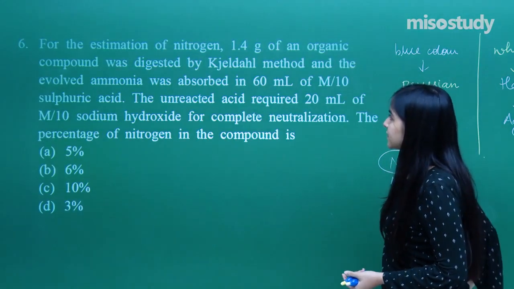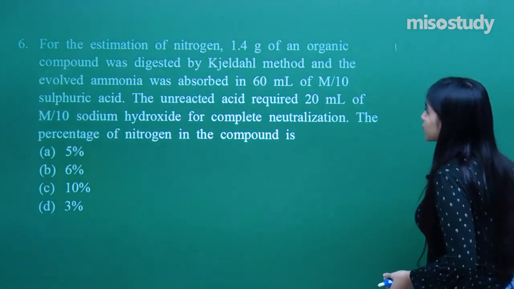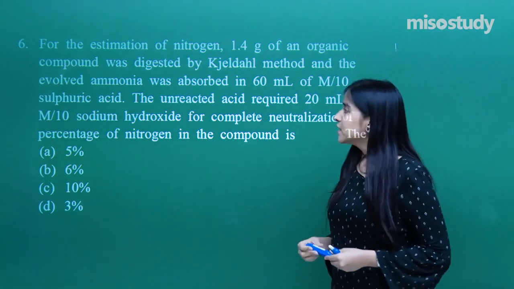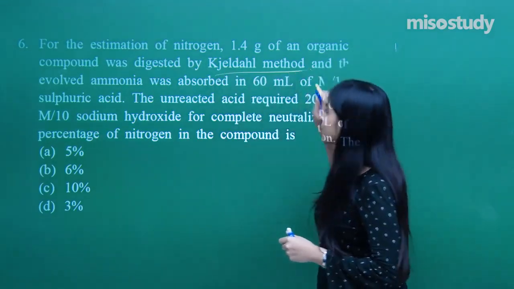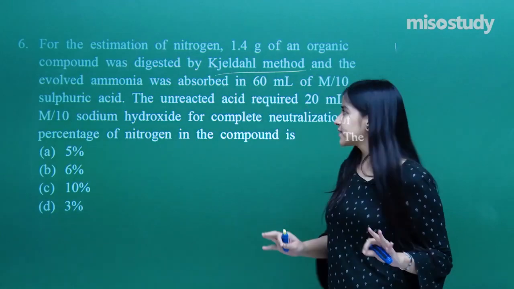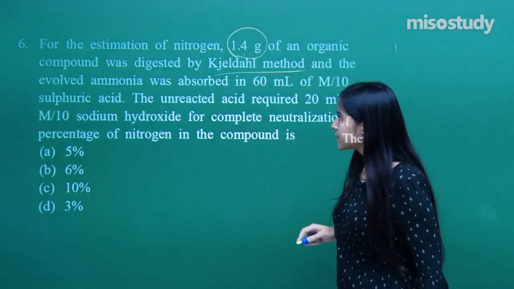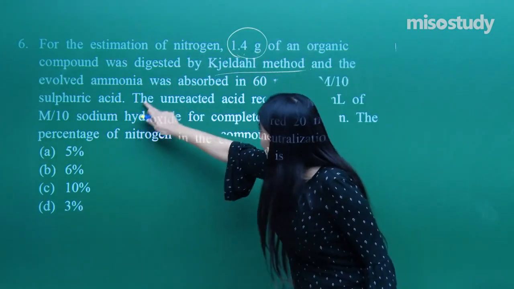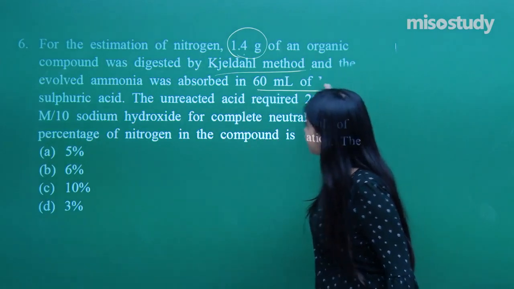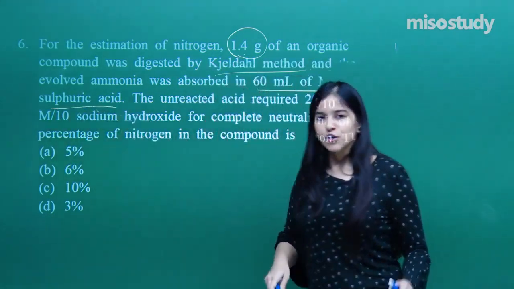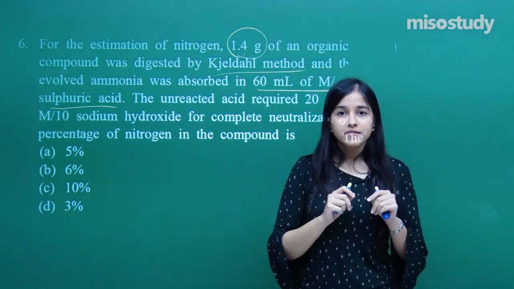Now, let us move on to the sixth question. For the estimation of nitrogen, 1.4 grams. Okay. So, that is the estimation for nitrogen. What kind of a method is given? That is the Kjeldahl method. Quite an important one, as I told you. For the estimation of nitrogen, the organic compound weight is given. The evolved ammonia was absorbed in 60 ml of sulfuric acid. So, the evolved ammonia entirely was absorbed by 60 ml.